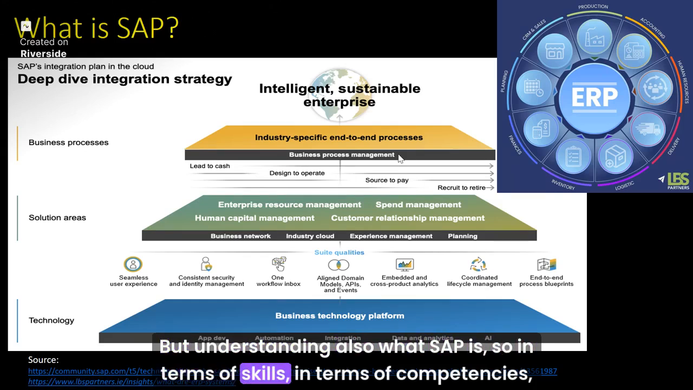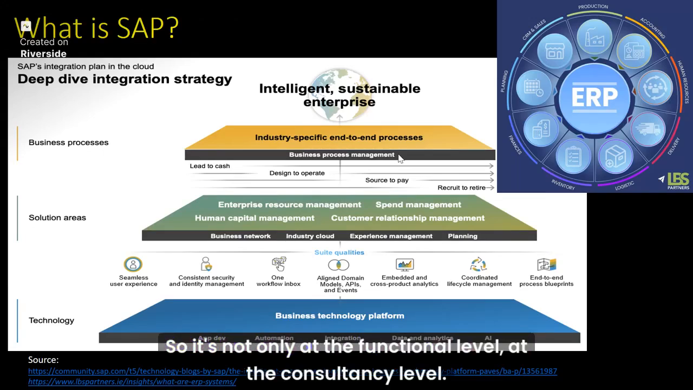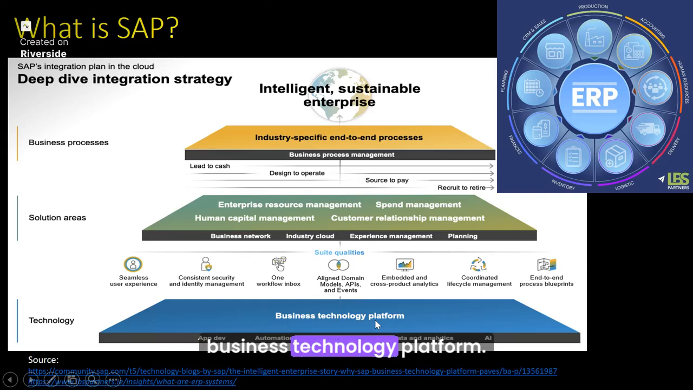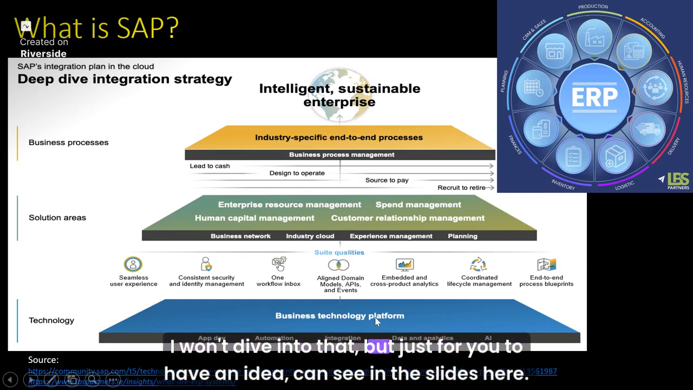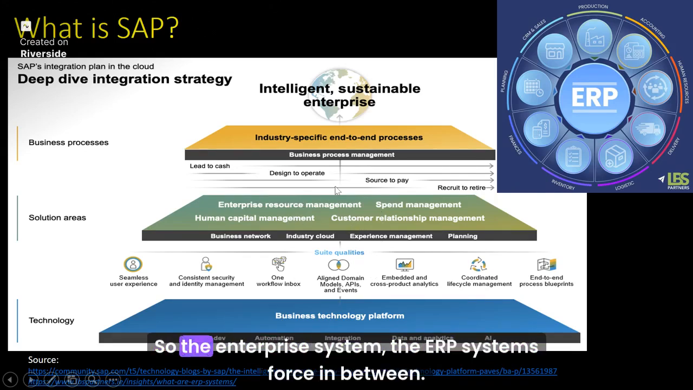But understanding what SAP is, in terms of skills and competencies, requires a lot more. It's not only at the functional level, at the consultancy level. As you can see here, in the SAP ecosystem we are talking a lot about the business technology platform. I won't dive into that, but just for you to have an idea, you can see in the slides. It's about automation, integration, data analytics, artificial intelligence. Then we have lots of different solutions, and the enterprise systems, the ERP systems, fall in between.